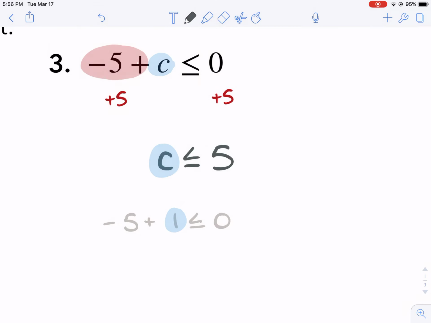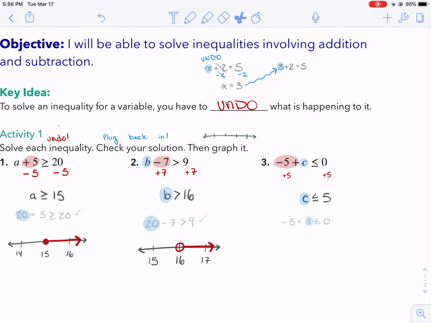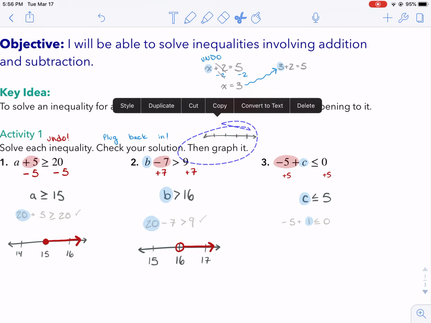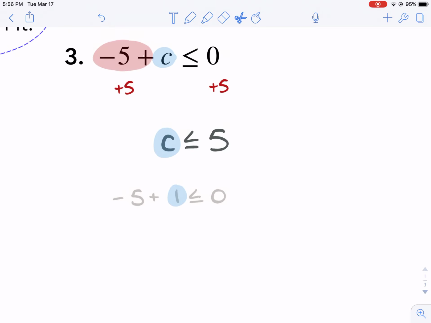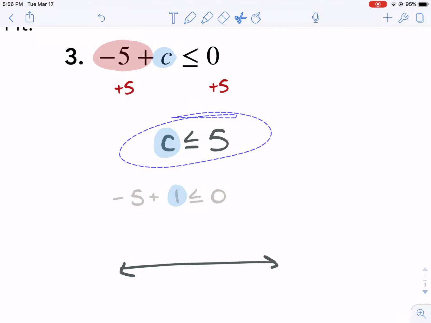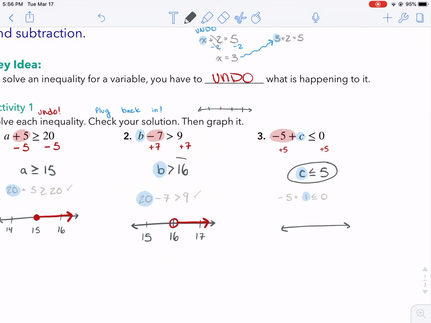And finally, after we undid, we plugged back in. Let's graph our inequality. Getting the right tool on there. We had c is less than or equal to 5. I guess if that's my solution, I should be circling these. Circle, answer, circle, answer.